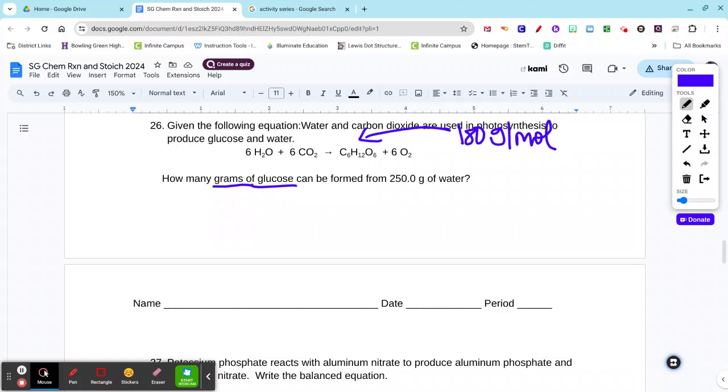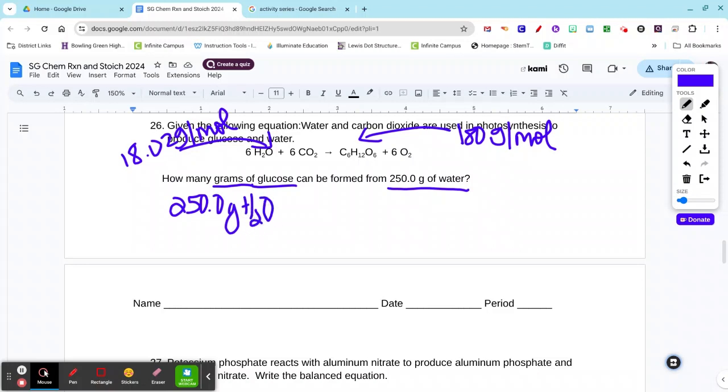And then I know if I'm starting with grams of water, I'm going to need the molar mass for water too. So I've already calculated that as 18.02 grams per mole. Okay, so I'm counting on the fact that you know how to do your molar mass. So I'm going to start with the number and unit given and substance because that's important here.